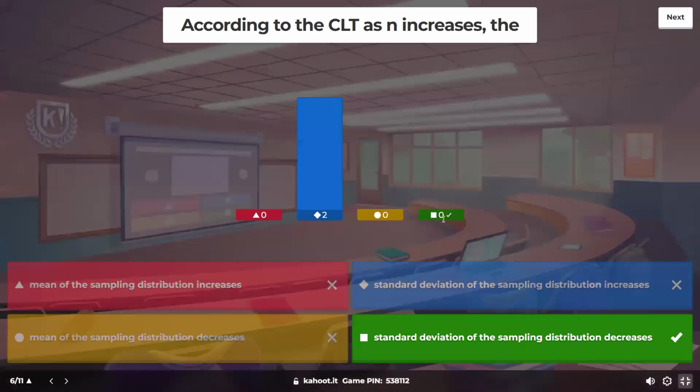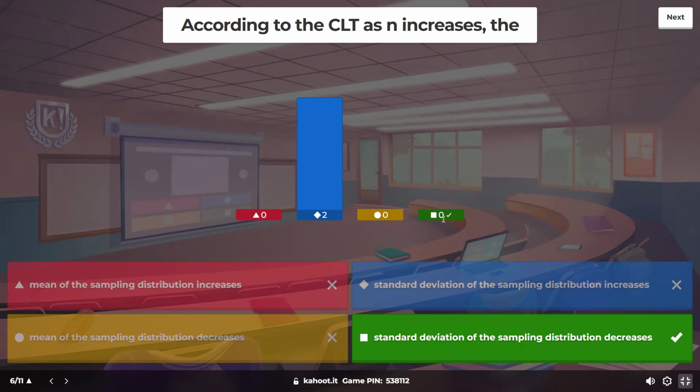What did we notice when we were? There's like two on this side that are the same. No, no, one is mean of the sampling distribution increases, the other is standard deviation. It's the same to me.